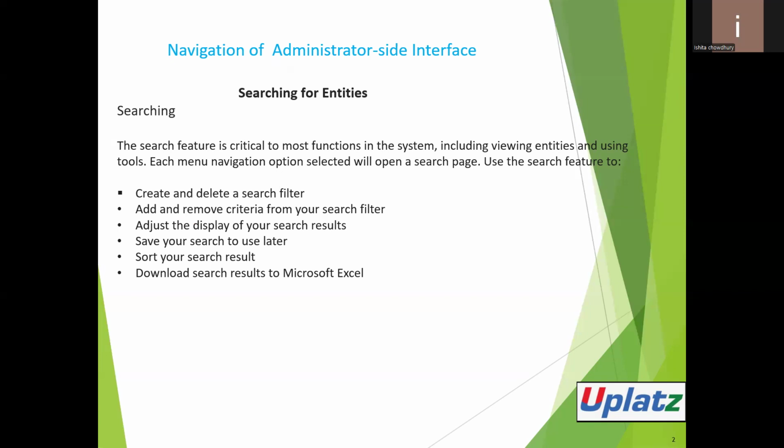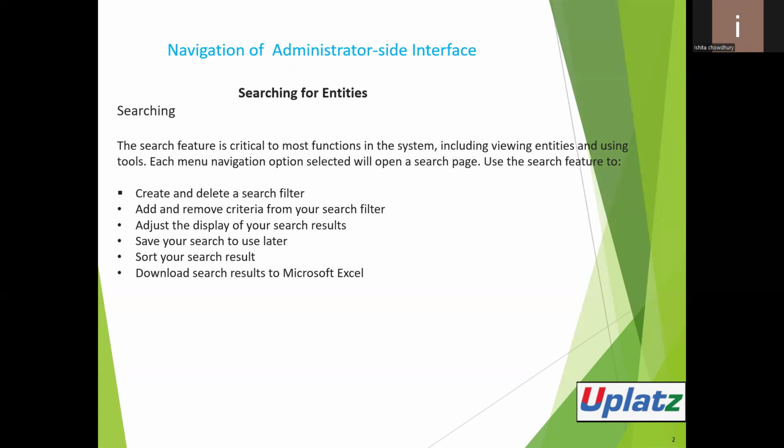Use the search feature to create and delete a search filter. Add and remove criteria from your search filter. Adjust the display of your search results. Save your search to use later. Sort your search results. Download search results to Microsoft Excel. So these are all the provisions which help us under the search entity, that help us define all of these things. The search feature is critical to most functions in the system, including viewing entities and using tools.